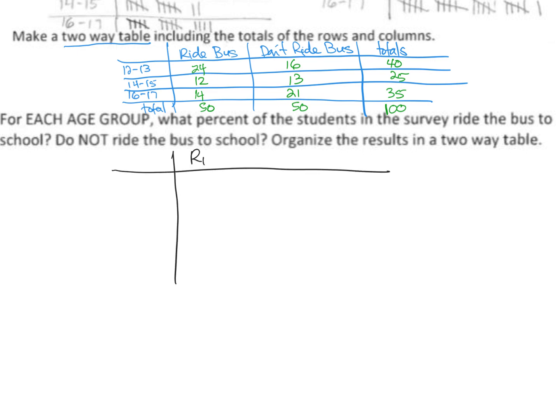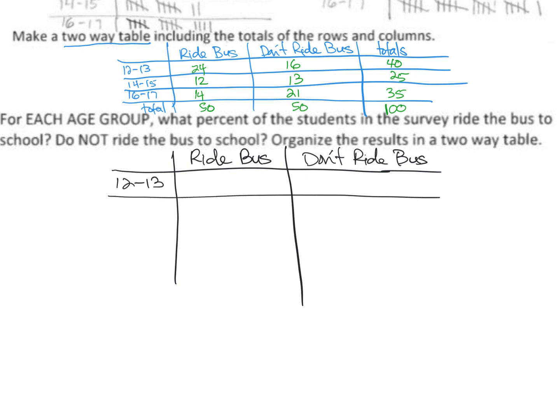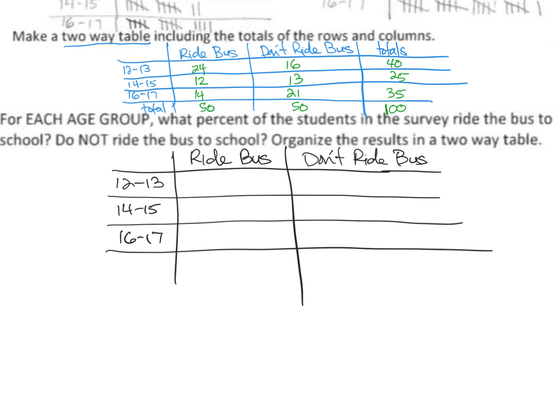So we have ride bus, don't ride bus. And then we have 12 to 13, 14 to 15, and then 16 to 17. And so we are going to do what is called the relative frequency table.